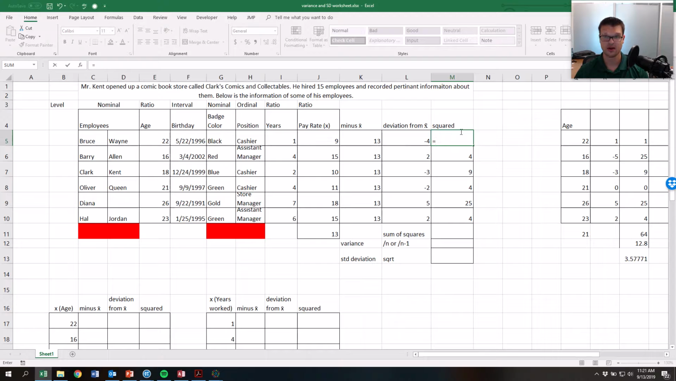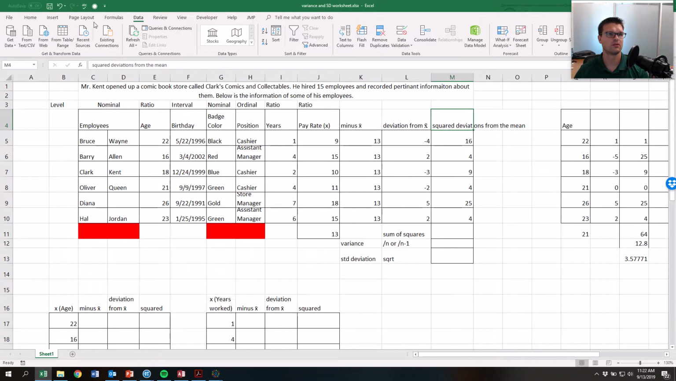Equals this. Okay, so I clicked on the cell that contains the deviation from the mean, and then I made the symbol to raise it to a certain power. So I raised it to the second power. Okay, and then I just dragged it down to fill these formulas. So these formulas are all raising the cell to the left to the second power. So these are all the squared. This is also otherwise referred to as the squared deviations from the mean.